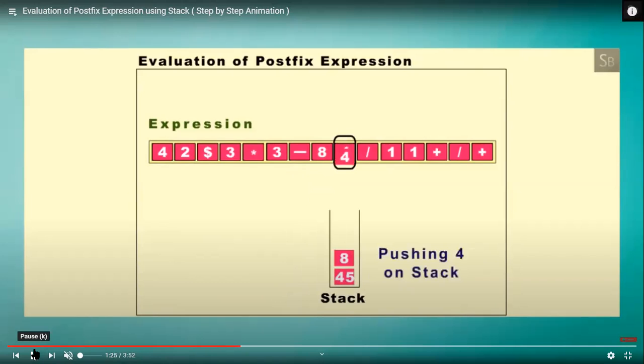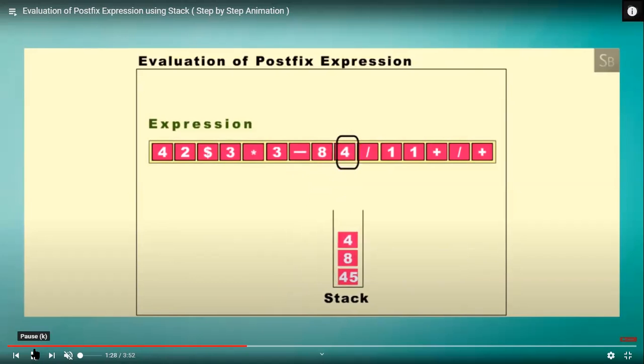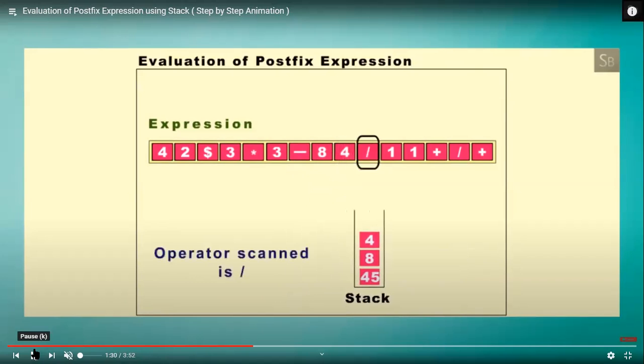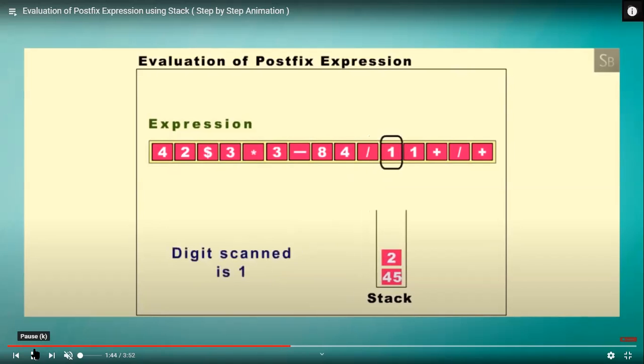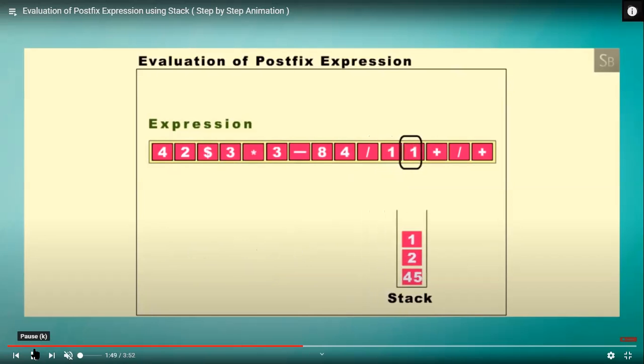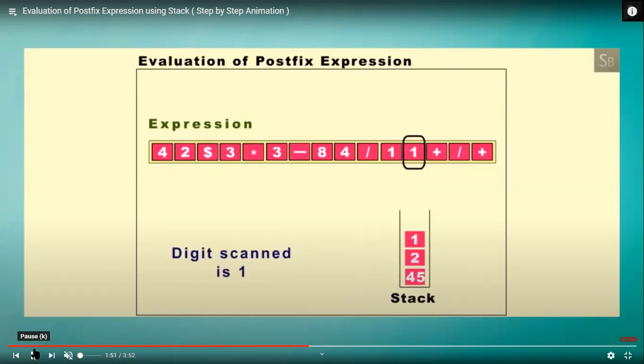Next scanned element is 4. 4 will be pushed on top of 8. Next we have the division. Division takes first operand 4, next operand 8, but it will be evaluated as 8 divided by 4. The result is 2, and it will be pushed back to the stack. Next we have 1, which will be pushed on the stack. Next we have again 1, which will be pushed onto the stack.